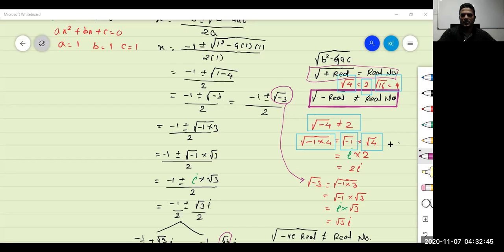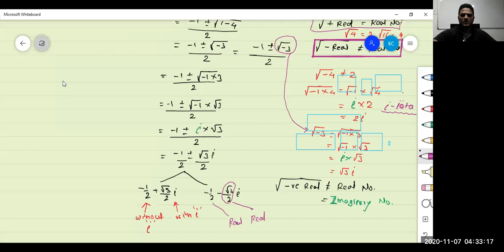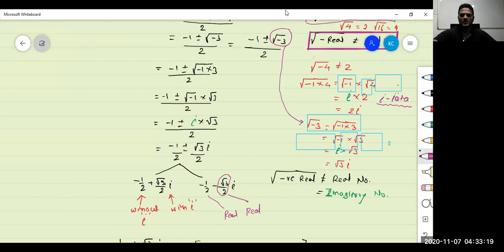Root of minus 1 they have denoted as the iota. So this I is nothing but the iota. This I is called as iota. That is the imaginary. Basically, 2 is the real number, but with the I, it is called as imaginary. So real plus imaginary, right? Real plus imaginary is called as complex number.